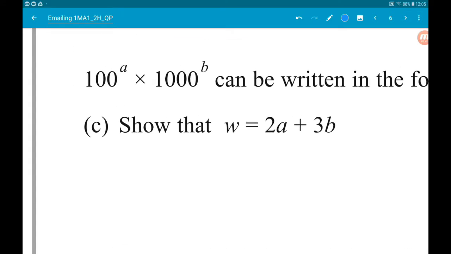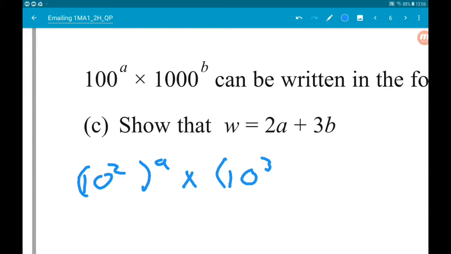is 10 squared. So we have 10 squared to the power of a. Times. Now 1000 is 10 to the power of 3. So we have 10 to the 3 to the power of b.